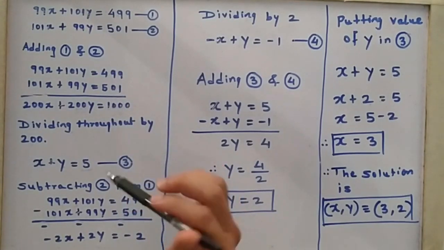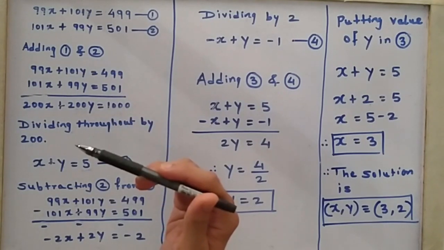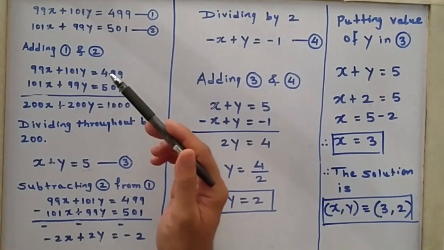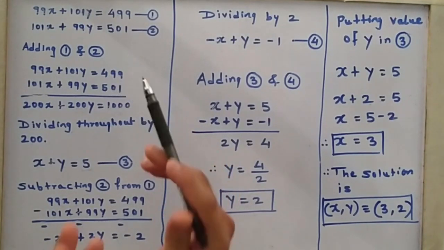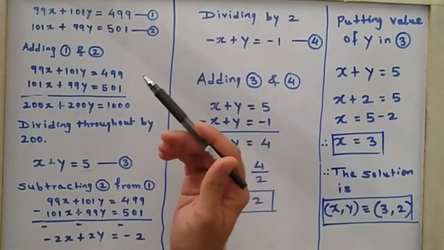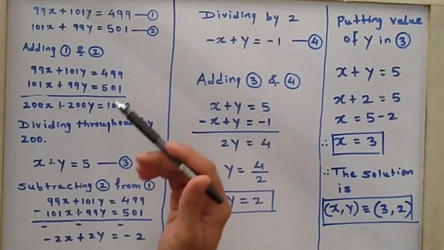Whenever the coefficients have been interchanged, to solve such type of sums, what we are going to do is, first we'll add both the equations and then we'll subtract both the equations. Then it becomes quite easy to get the values of x and y. We'll see how that happens.